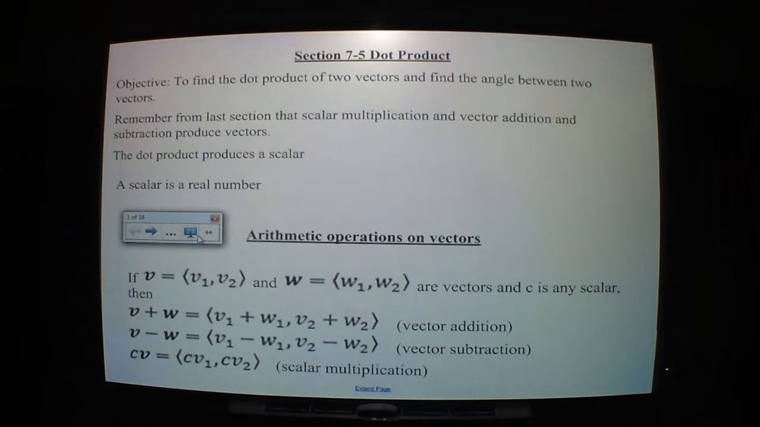7.5, dot product. We're going to find the dot product of two vectors and the angle between two vectors. Remember last section I gave you some definitions: what a vector was, how it's denoted, addition, subtraction, scalar multiplication. So this is from last section.